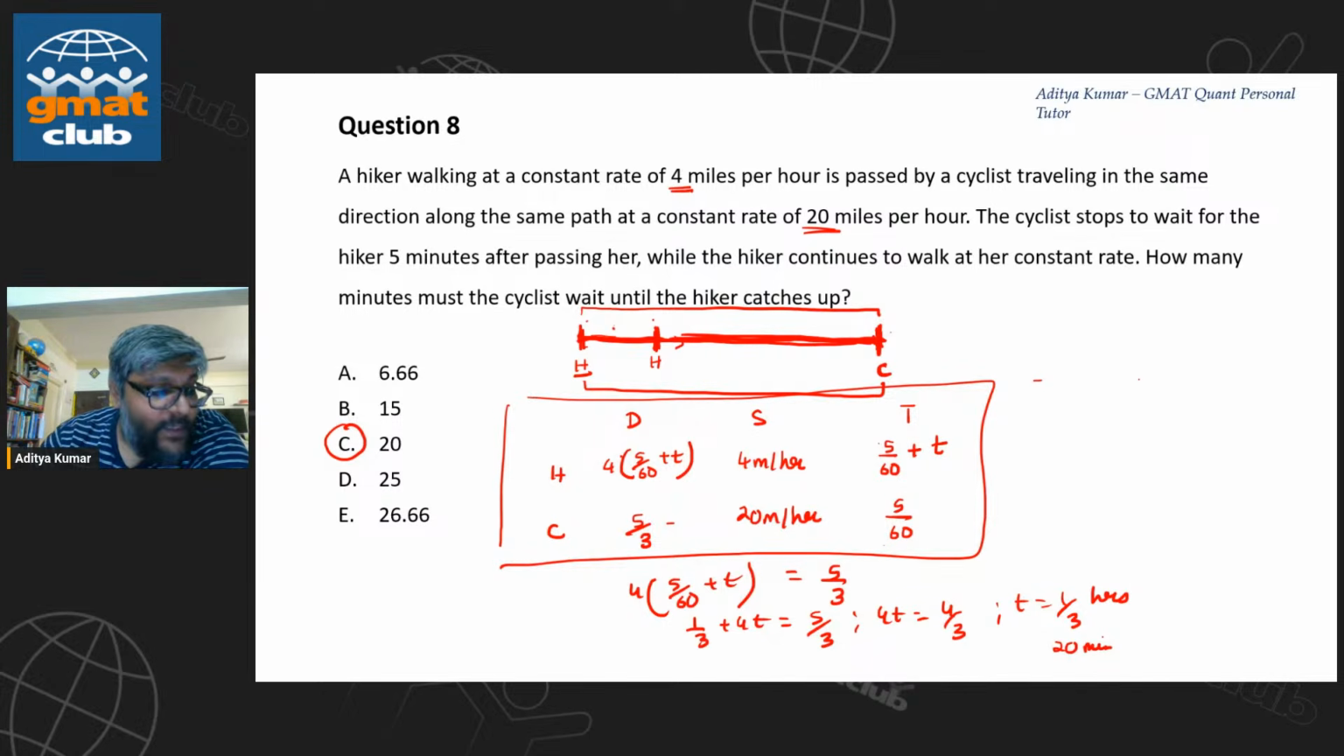I don't even have to use the relative speed here, because for the hiker to catch up to C, the cyclist is already at rest. So it's only the distance that is between them that the hiker has to catch up at the speed of 4, traveling at the speed of 4 miles per hour. Make sense?